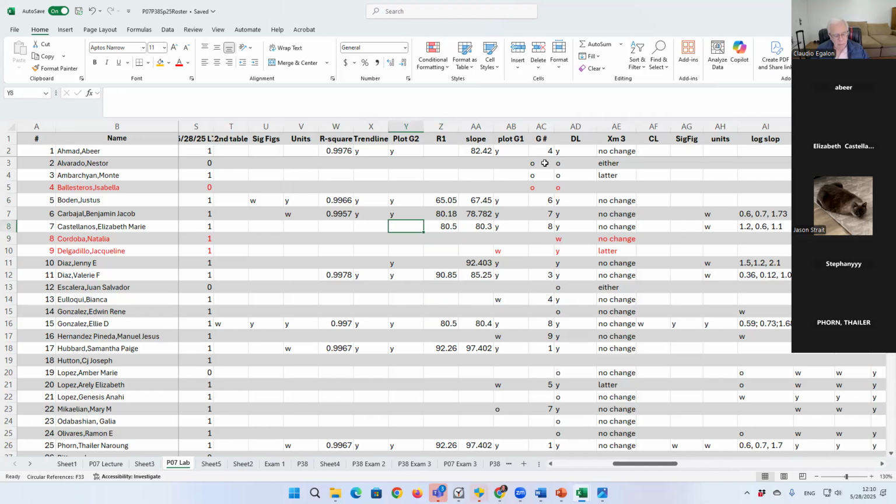Did you plot graph number 2? Yes. Did you see the trend line there? Yes. Third order polynomial. What R squared are you getting? My R squared was 0.997. 0.997. Okay, good. Did you work on the units as well? I'm working on them right now. Okay, that's good. So let's go to Natalia right now.